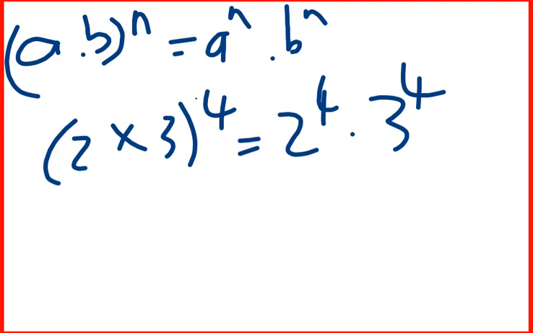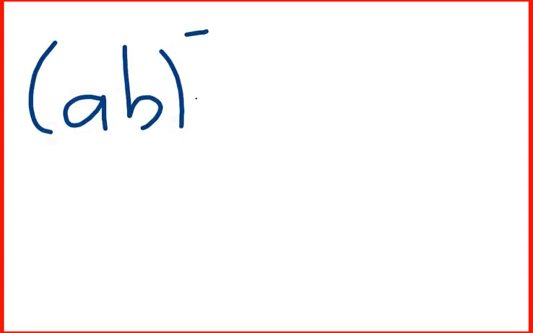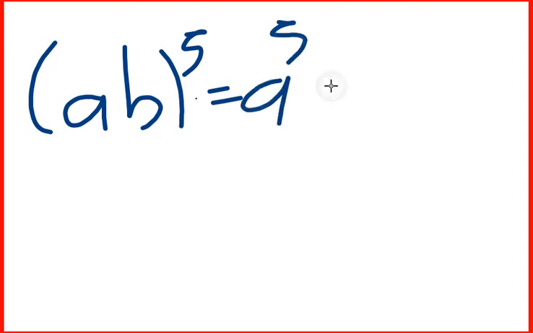Now let's have a look at more examples to better understand the concept of law number 6. So it's going to be (ab) to the power of 5, which is equal to, and if you didn't know, between the a and b there's a multiplication. So it's still the same thing: a to the power of 5 times b to the power of 5. That's how you expand it. You don't even have to put that dot inside.